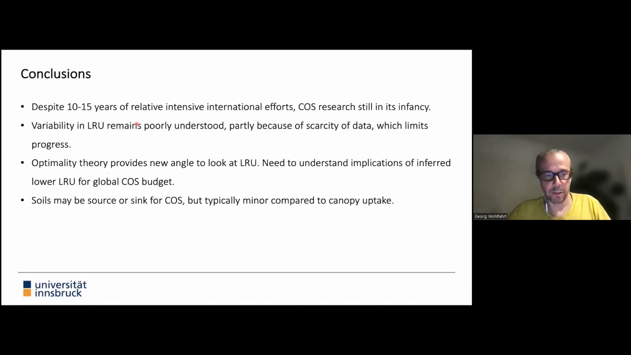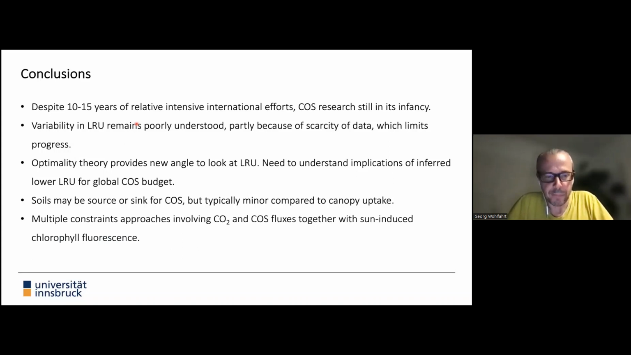I've been showing you that the soils may either be a source or a sink, but typically, at least when the leaf area index is reasonably high, then the soil actually is something not very much to worry about. But this may be, of course, different if a field, for example, an agricultural field is fallow, so there's no vegetation or something like that.